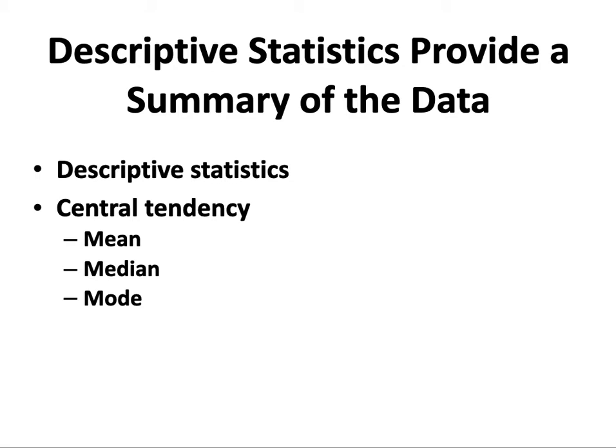The mean is a measure of central tendency that is the mathematical average of a set of numbers. The median is a measurement of central tendency that is the value in the set of numbers that falls exactly halfway between the lowest and highest values. And lastly, there is the mode. This is a measure of central tendency that is the most frequent score or value in a set of numbers.